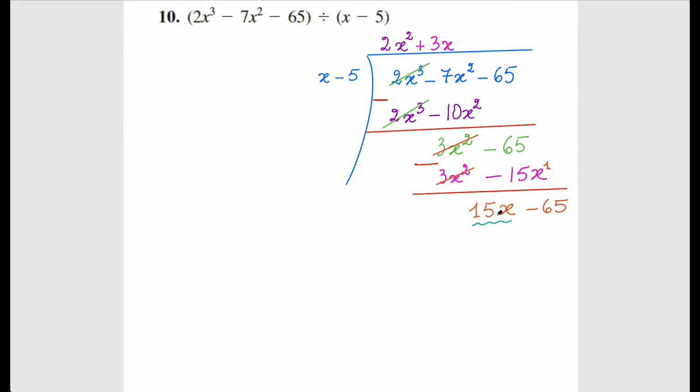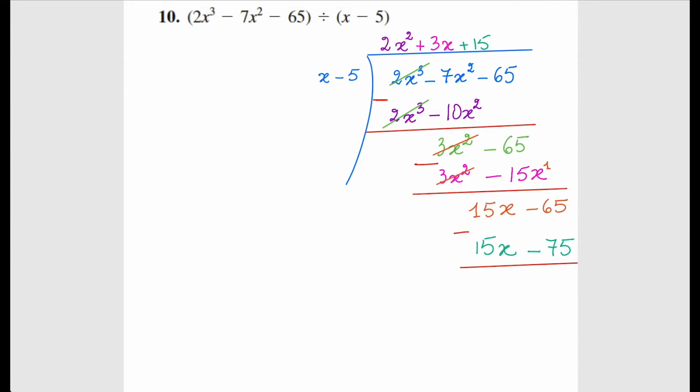Same game. I want to get to 15x by multiplying x by something. What should I multiply x by to get 15x? 15, right? 15 times x is 15x. Correct? So I get that. And then 15 now is going to talk to the negative 5. So what's 15 times 5? 75, right? So minus 75. And then we subtract the green from the orange, right?